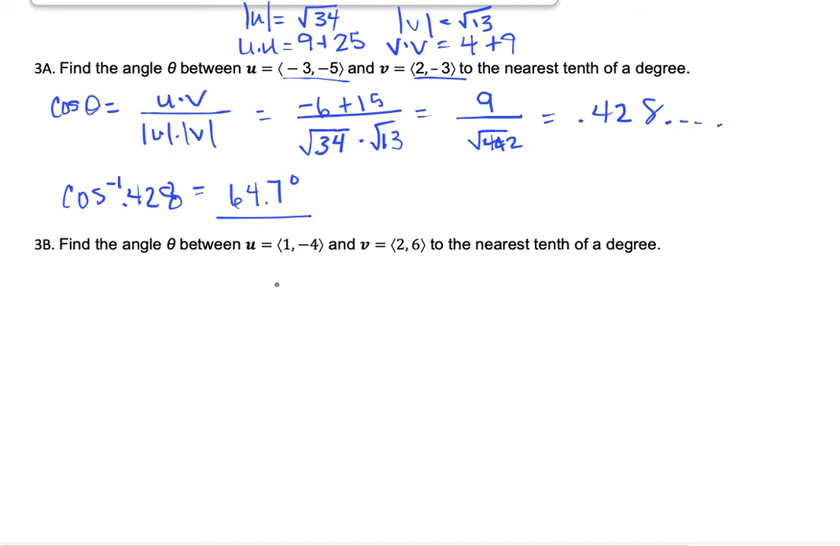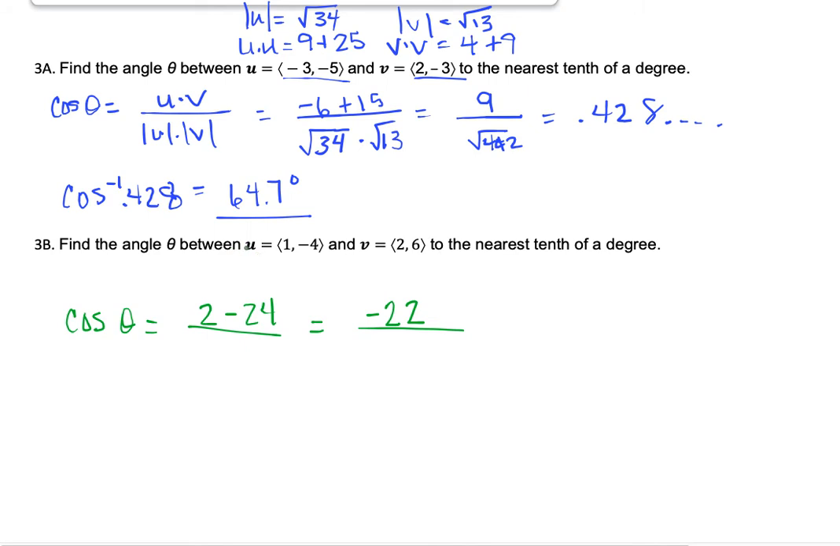Okay, we'll do another one. So this one we need to find the angle between vector u at 1, negative 4 and vector v at 2, 6. We will use our formula where cosine of theta is equal to the dot product of u and v. So I'm just going to go ahead and do the dot product of u and v. So I have 1 times 2, which is 2, plus negative 4 times 6, so negative 24. So my numerator looks like it's going to be negative 22. I meant negative 22.